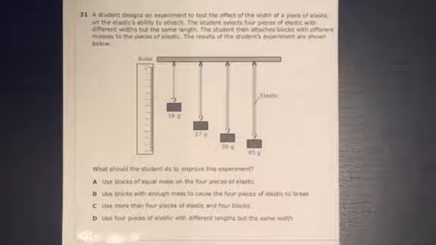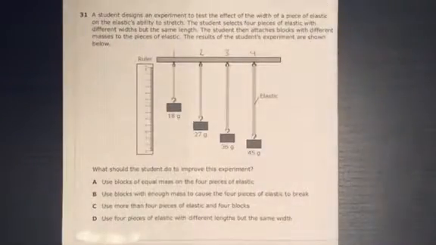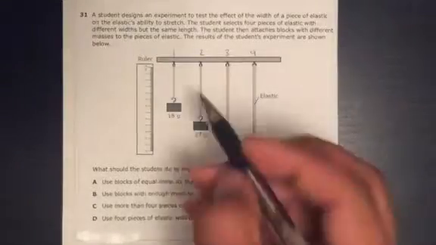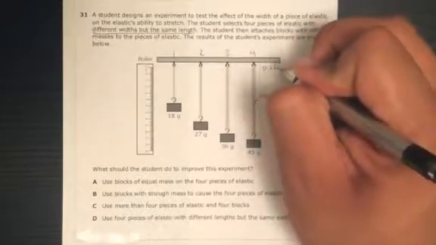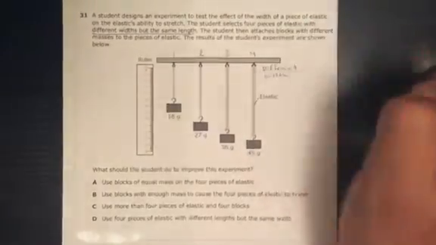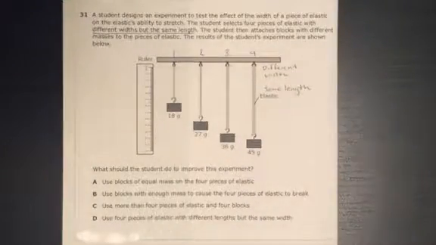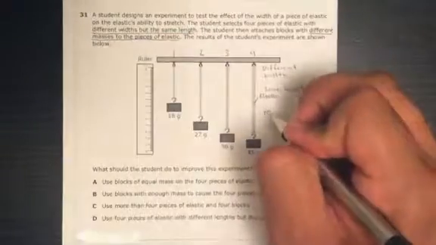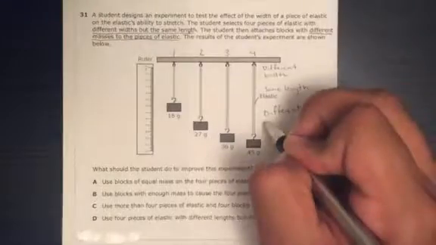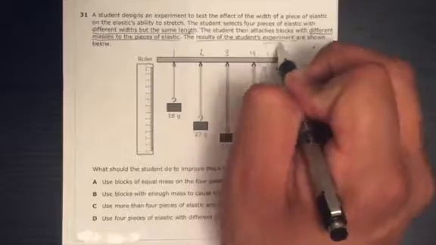Okay, now let's take a look at a STAR question. It reads, a student designs an experiment to test the effects of the width of a piece of elastic on the elastic's ability to stretch. The student selects 4 pieces of elastic with different widths but the same length. I'm going to make a notation here on the side of the different factors or variables. The student then attaches blocks with different masses to the pieces of elastic. The results of the student's experiment are shown below.